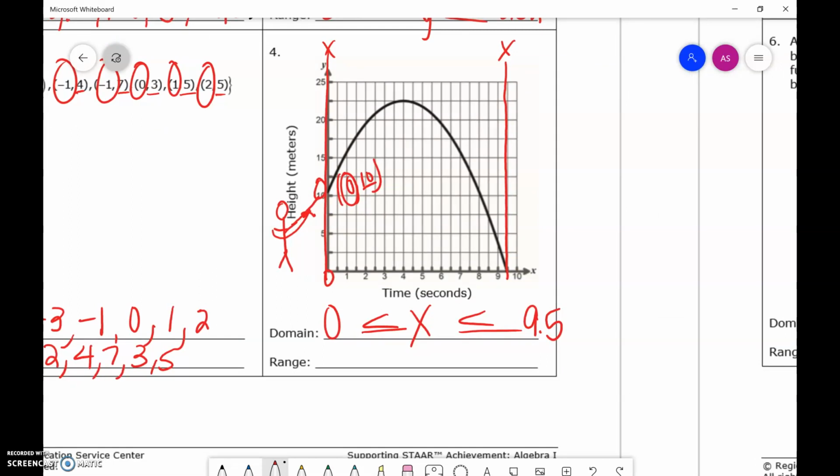Now, range is our height. So this will represent, from the moment it hit the ground, or we're kind of going backwards here because it hit the ground last, the total distance that the ball was in the air, all the heights that it reached. So this is 0 to 22.5. Okay, so that's my range.